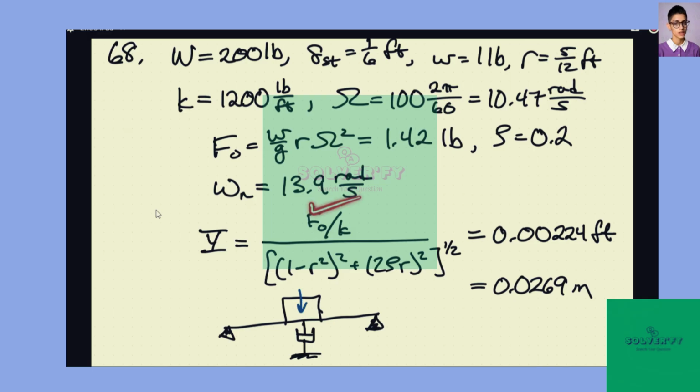And we know this value, we know this value, we know r, we know zeta, and so we can just plug everything into here. And what we get out is 0.00224 feet, or 0.0269 inches.